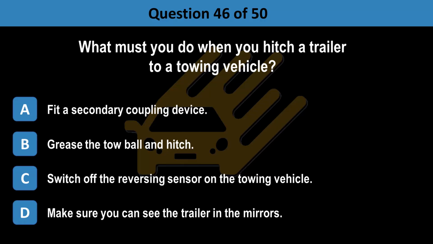What must you do when you hitch a trailer to a towing vehicle? A. Fit a secondary coupling device. B. Grease the tow ball and hitch. C. Switch off the reversing sensor on the towing vehicle. D. Make sure you can see the trailer in the mirrors. The correct answer is A. Fit a secondary coupling device.